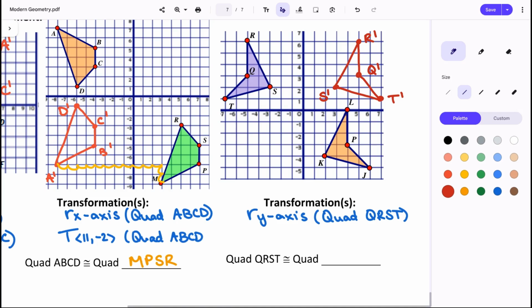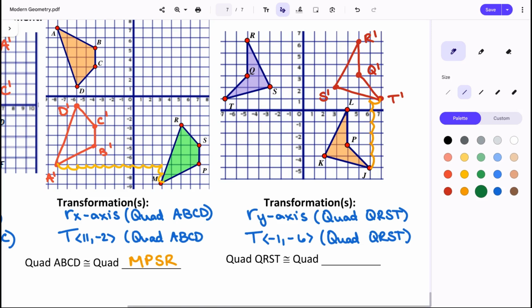Okay, then what I did is I did a translation. I need to get T to pair up with J. And to do that, I had to go left 1, and then I had to go down 1, 2, 3, 4, 5, 6 squares. So to write that as a vector, I went left 1, so that's negative 1, and then I went down 6, so that'd be negative 6. And then I still did that to quadrilateral QRST.